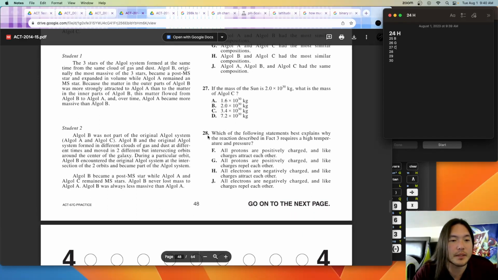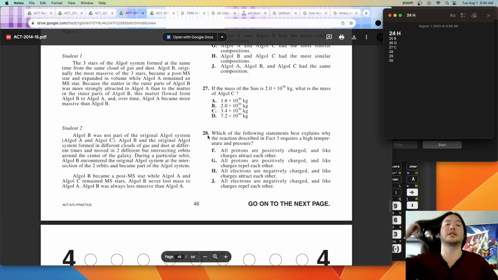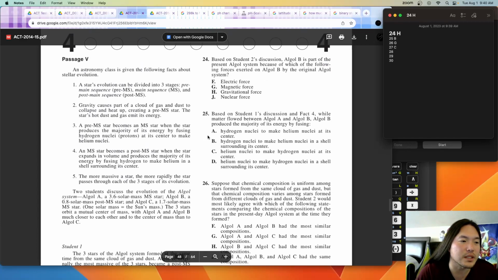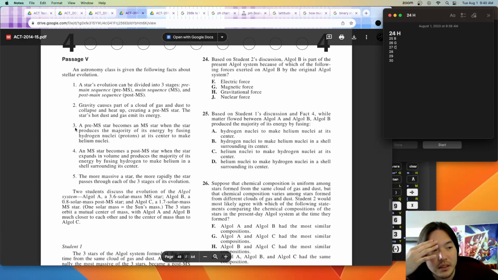28. Which of the following statements best explains why the reaction described in fact 3 requires a higher temperature and pressure? What are they saying? What is fact 3? Pre-MS star becomes an MS star when the star produces the majority of its energy by fusing hydrogen nuclei protons at its center to make helium nuclei.